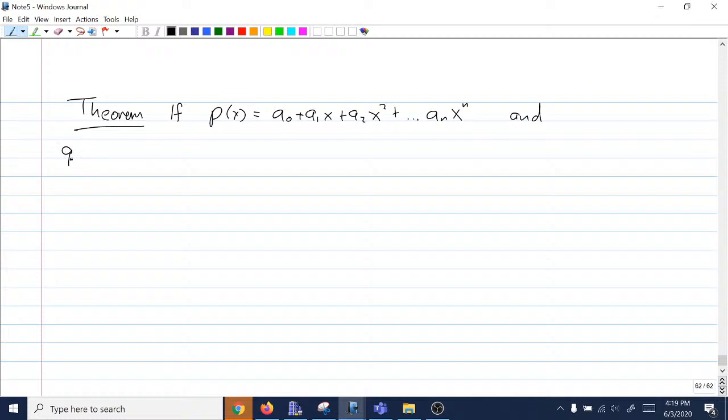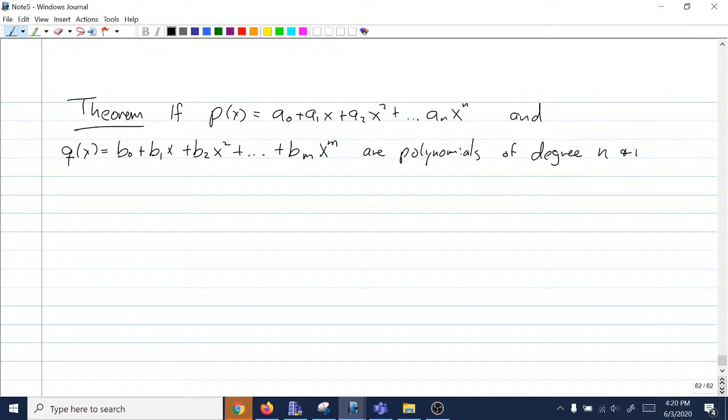and q of x is b0 plus b1x plus b2x squared plus ... plus b_m x to the m, are polynomials of degree n and m respectively. Like this is the standard form for a polynomial.